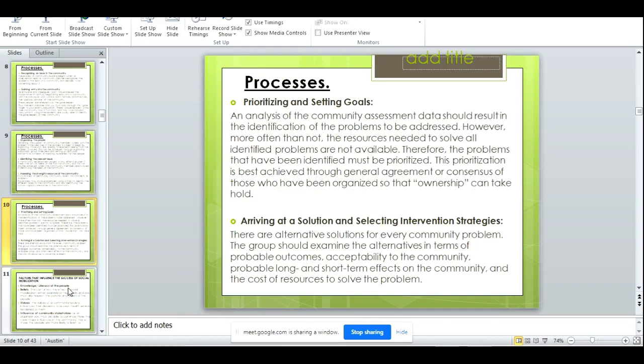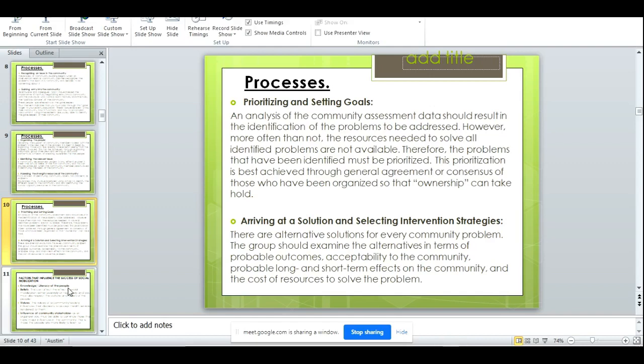So the next step is prioritizing and setting goals. After identifying the relevant issues, you also want to prioritize, because the resources available may not be able to solve all the problems. So you want to have a scale of preference list where you solve from the most urgent need down to the least. An analysis of the community assessment data should result in the identification of the problems to be addressed. However, more often than not, the resources needed to solve all identified problems are not always available. Therefore, the problems that have been identified must be prioritized. This prioritization is best achieved through general agreement or consensus.